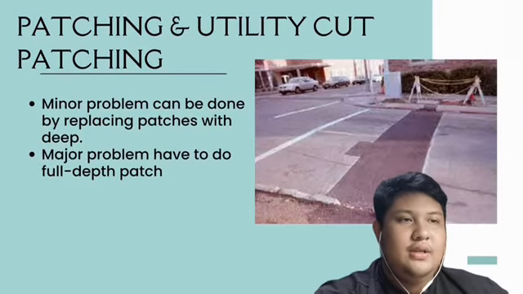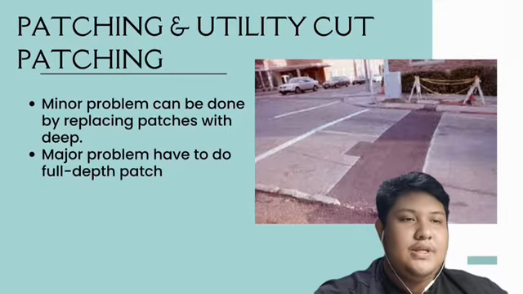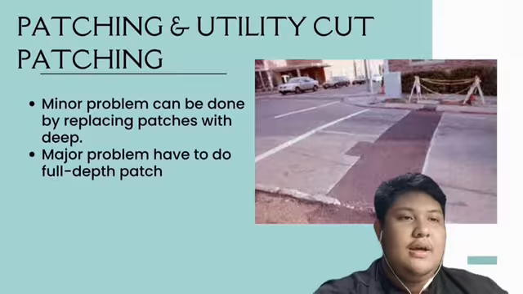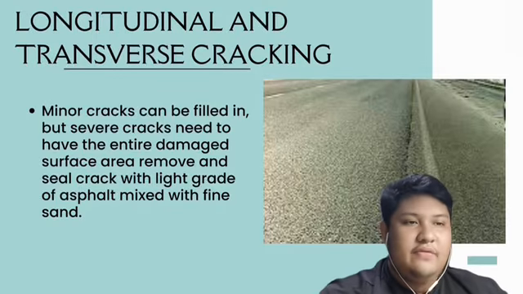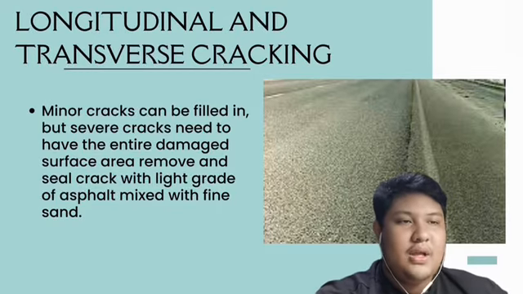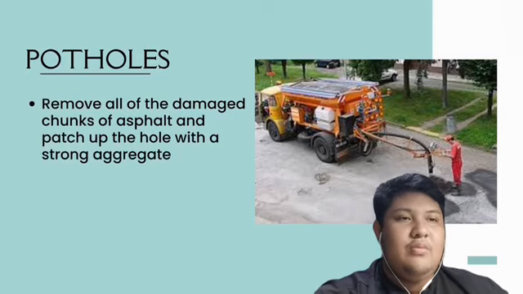Next, patching and utility cut patching. Minor problems can be done by replacing the patch with a dip. Major problems have to do a full depth patch. Next, longitudinal and transverse cracking. Minor cracks can be filled in, but for severe cracks the entire damaged surface needs to be removed and the crack sealed with a light grade of asphalt mixed with fine sand. Next, pothole. Remove all the damaged chunks of asphalt and patch up the hole with a strong aggregate.